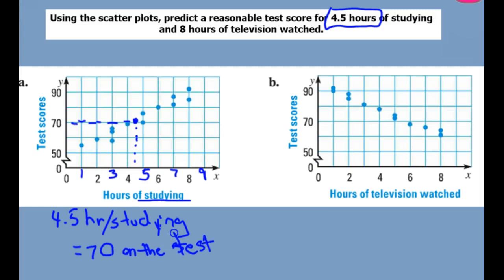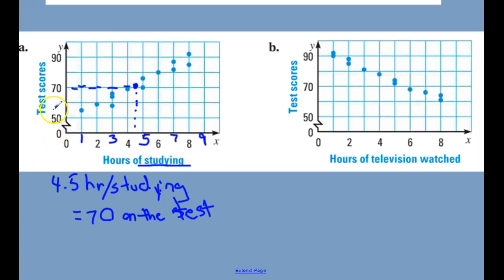So we could say 4.5 hours studying equals 70 on the test. 4.5 hours studying was 70 on the test, or we could just say y equals 70.